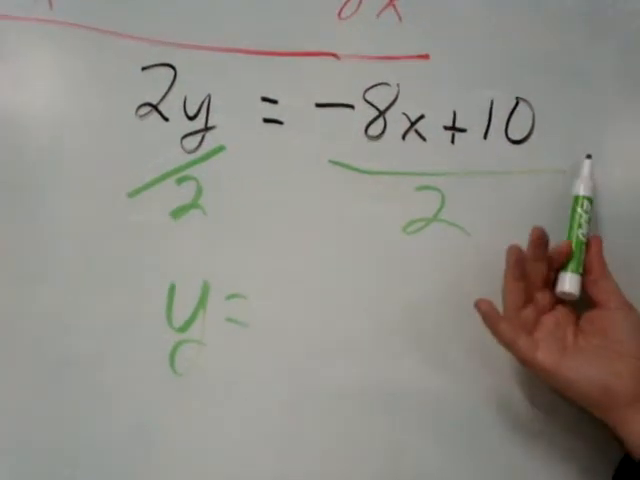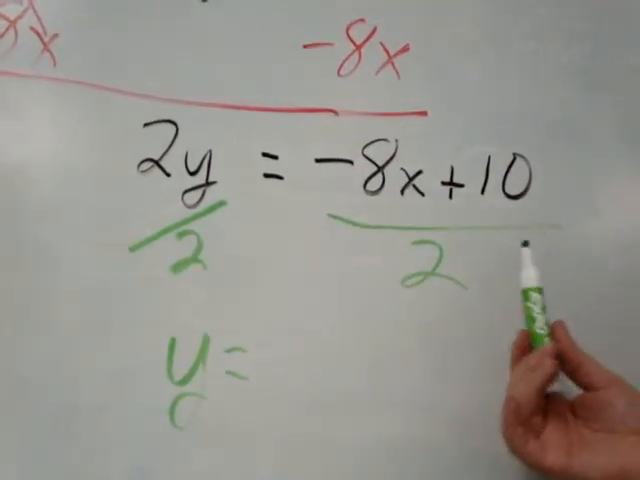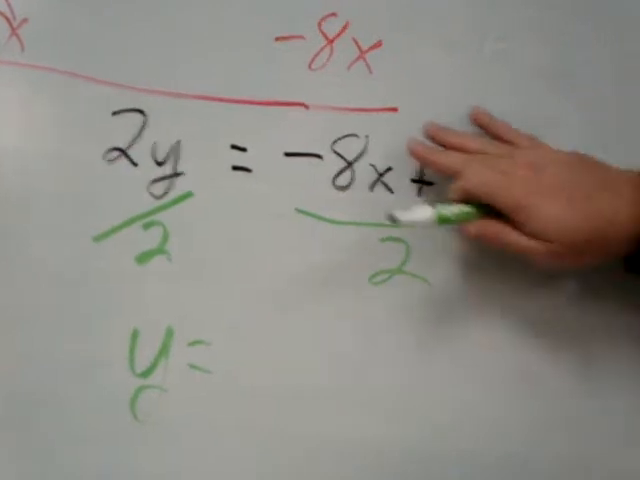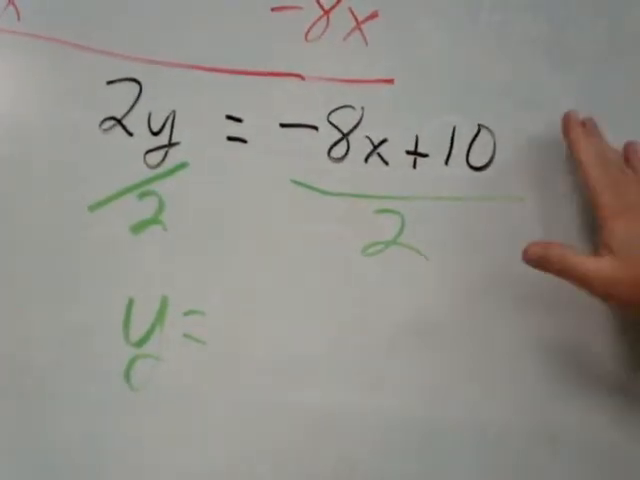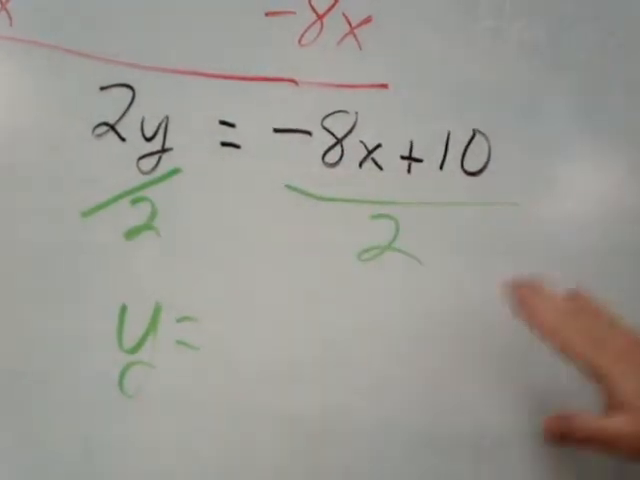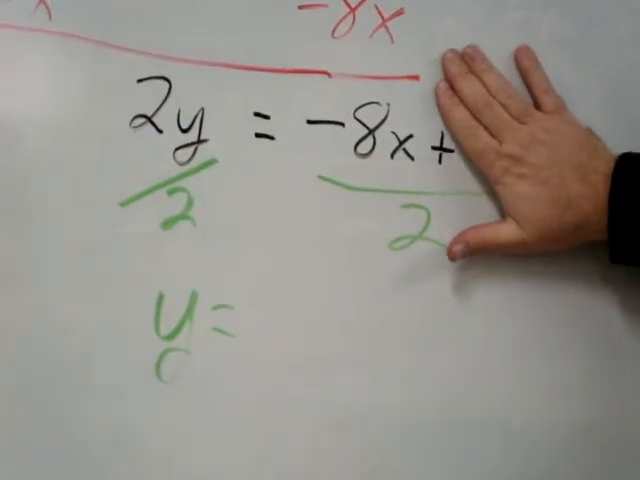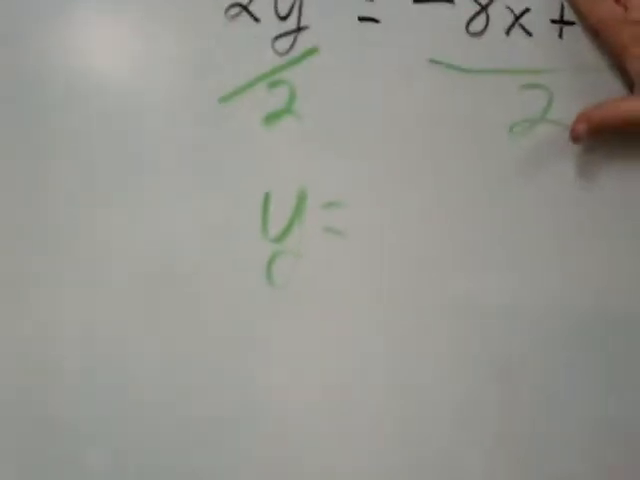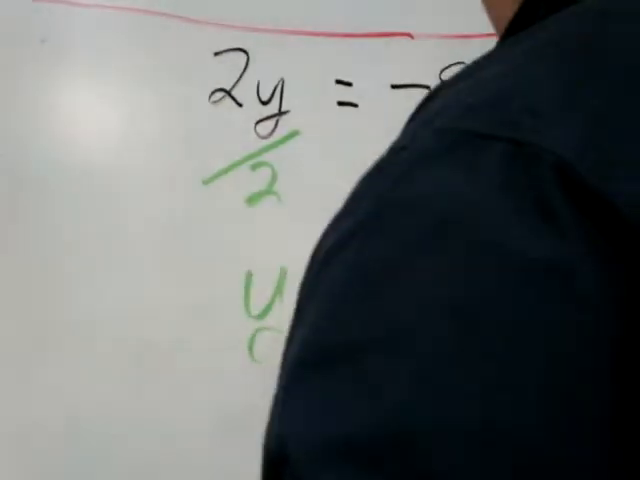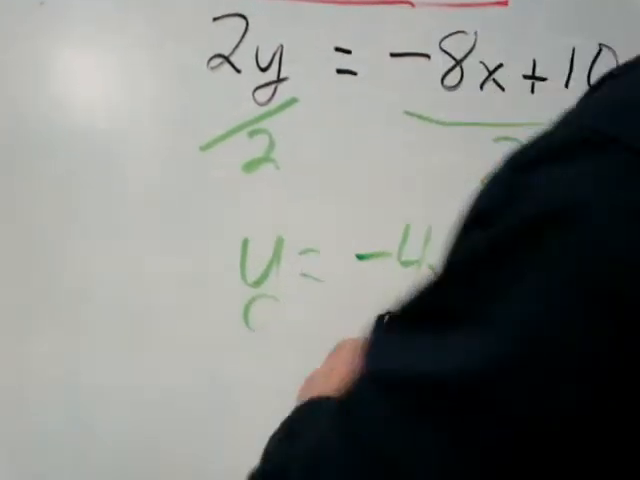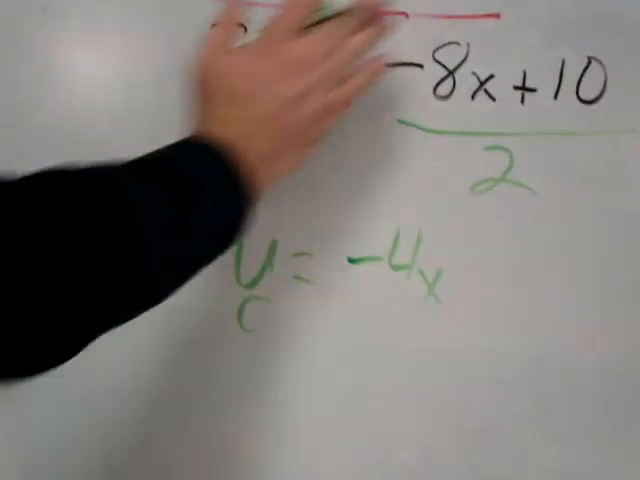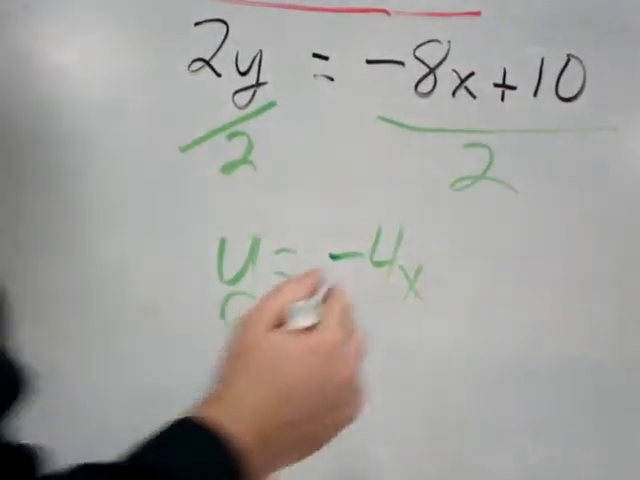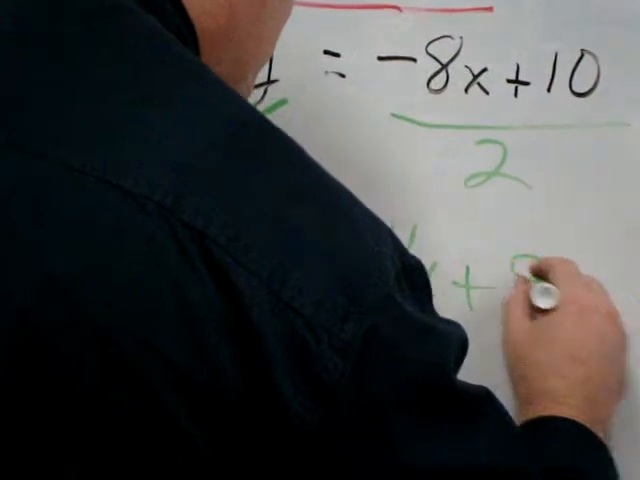Now, if I'm dividing this expression by 2, I can divide it into parts. So I can just look at the first part: negative 8x divided by 2. Negative 8 divided by 2 is negative 4, so I've got negative 4x. And now 10 divided by 2 is a positive 5, or plus 5.